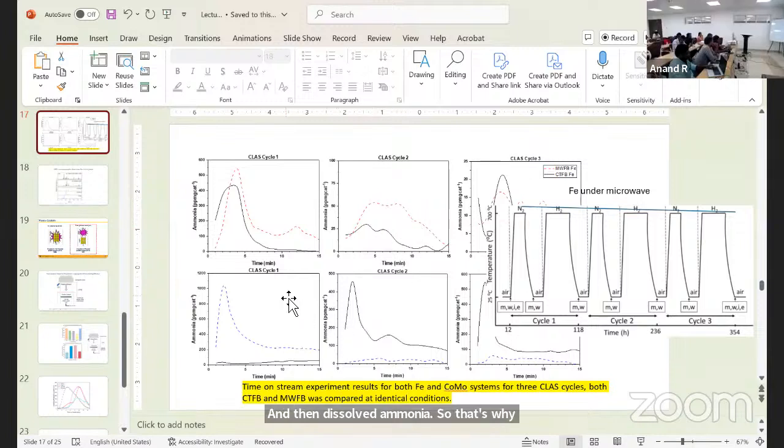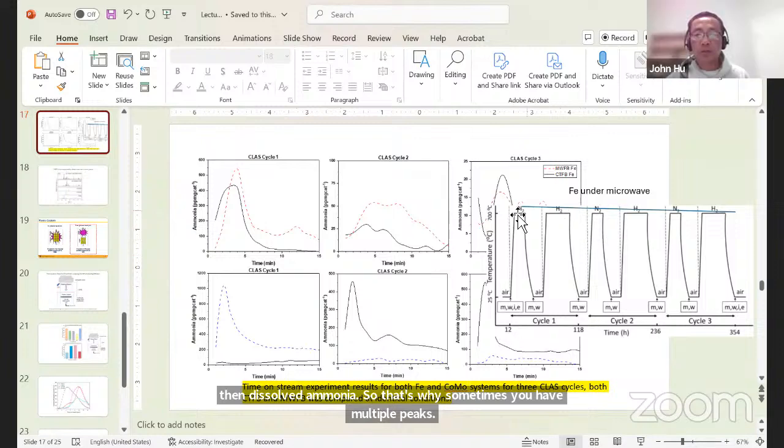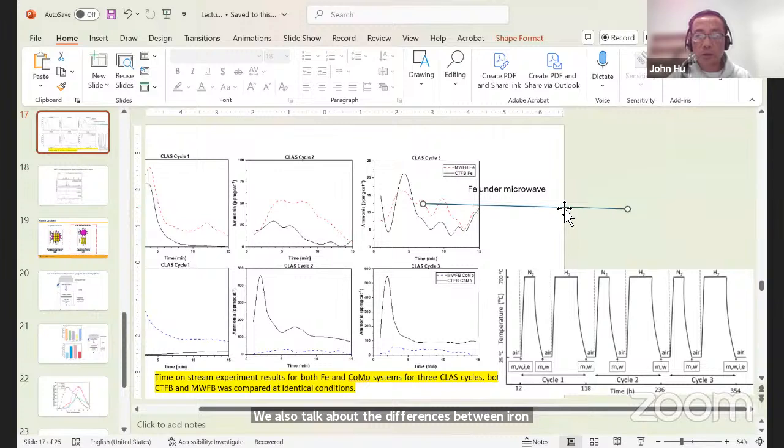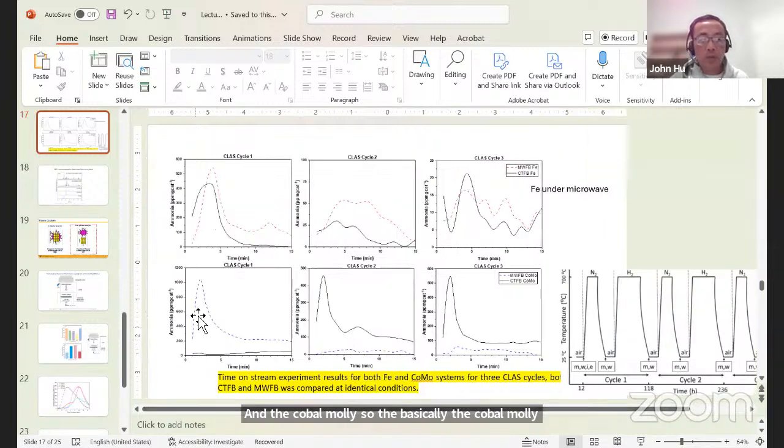We also talked about the differences between iron and cobalt moly. Basically, with cobalt moly, the first cycle actually appears to be very good, and later on the activity diminishes. So in the next slide I'm going to talk about the cause of this.